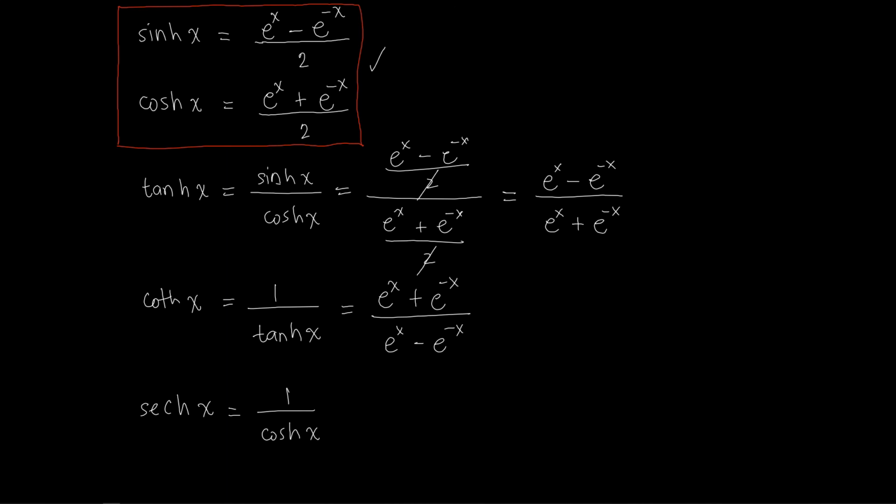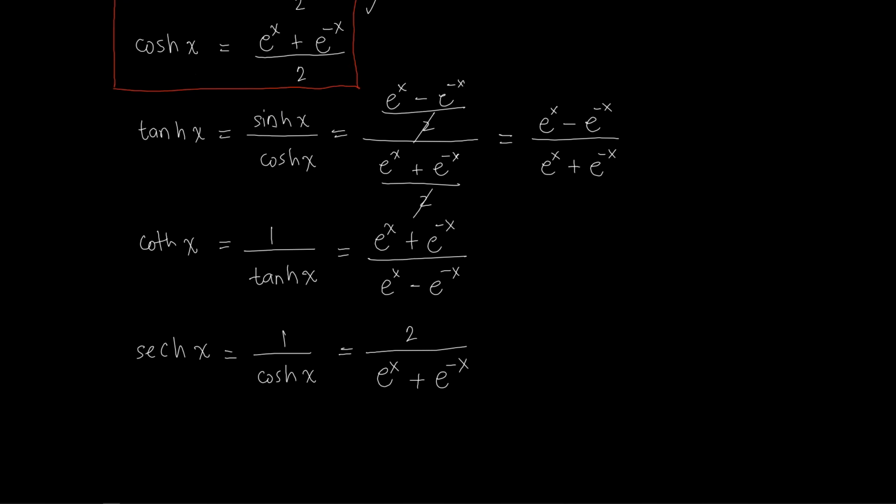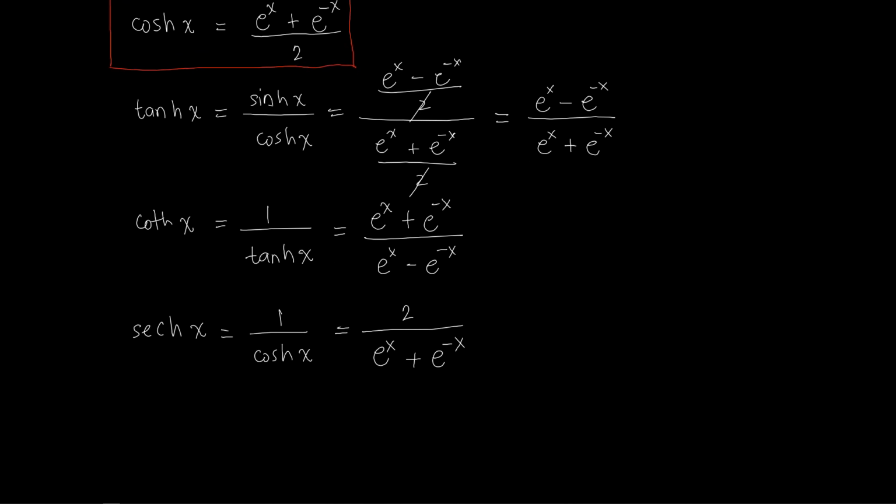So, 1 over cos lang na siya. 1 over cos. So, 2 over e to the power of x plus e to the power of negative x. Papas rata? Yes, sir. Okay.